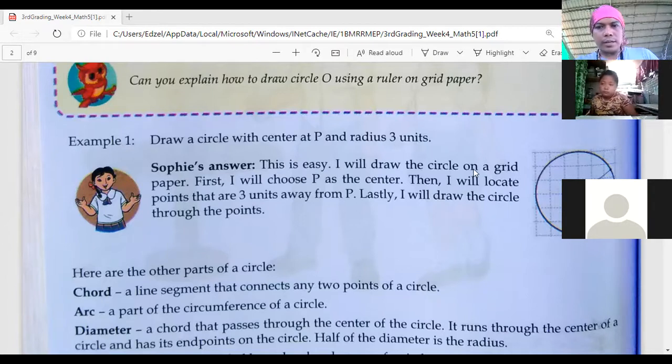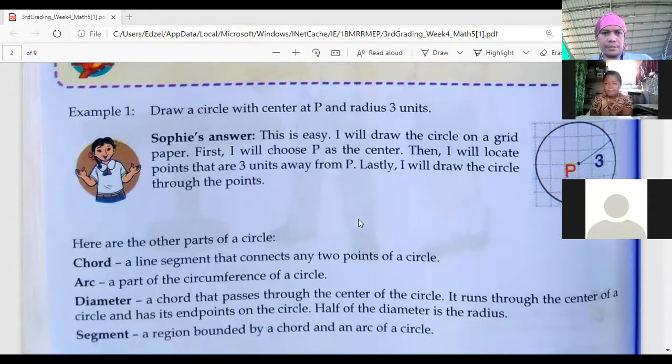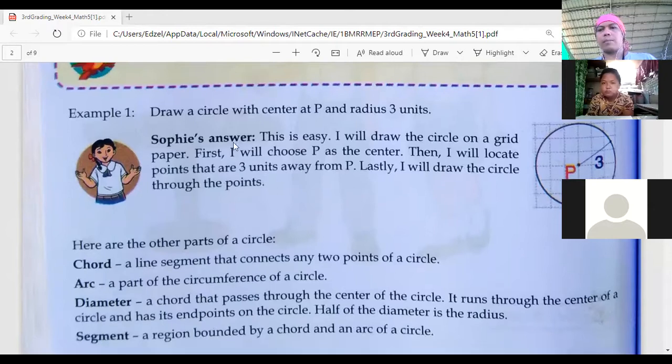I will draw the circle on grid paper. I don't know if you're familiar with grid paper, but it's paper with a grid. First, I will choose P as the center. Then I will locate points that are 3 units away from P. And lastly, I will draw a circle through the points. That's the answer of Sophie. Sophie's answer is true.